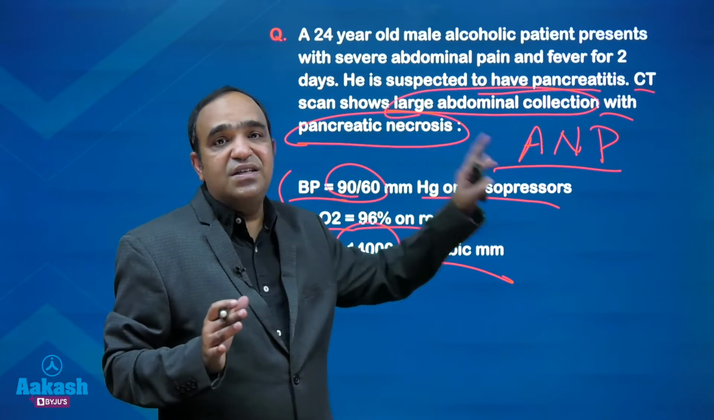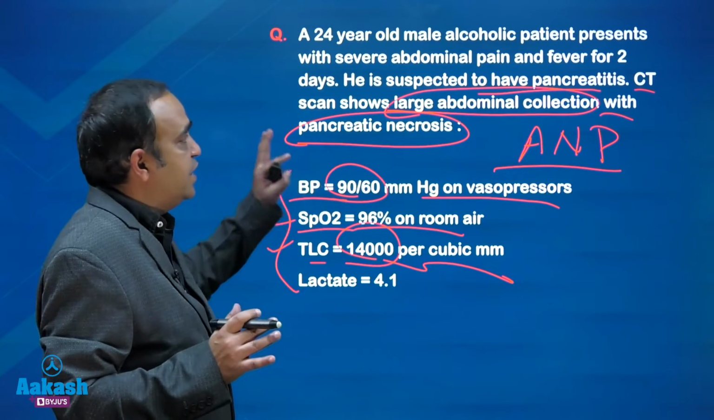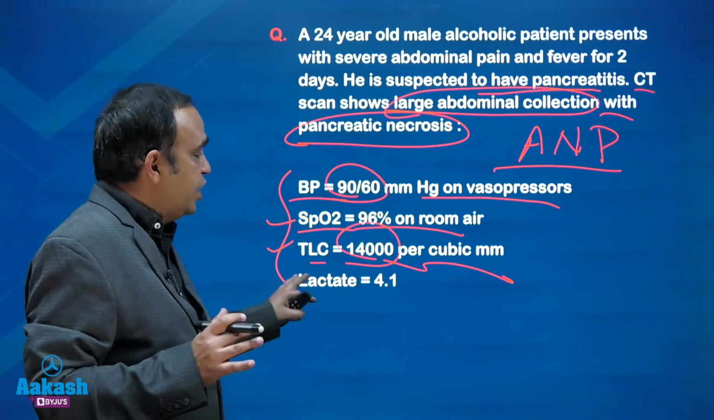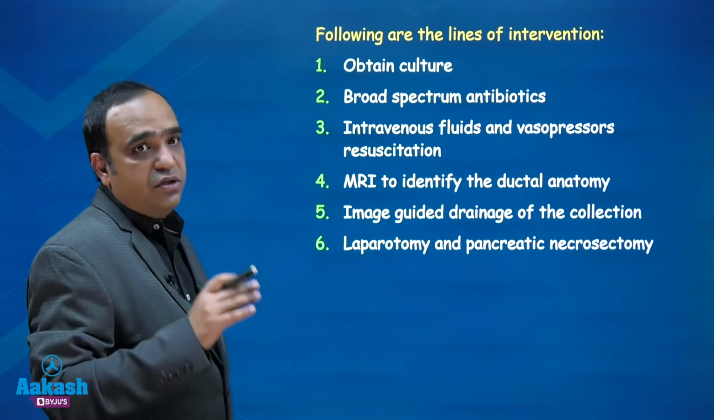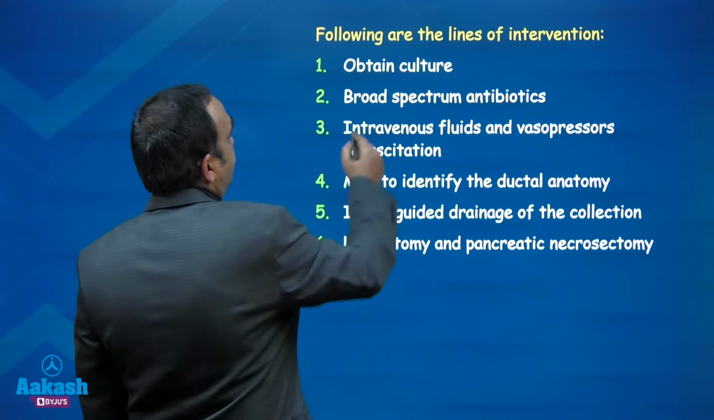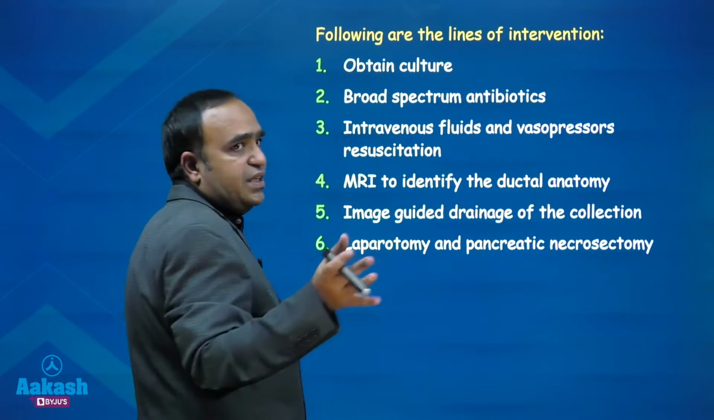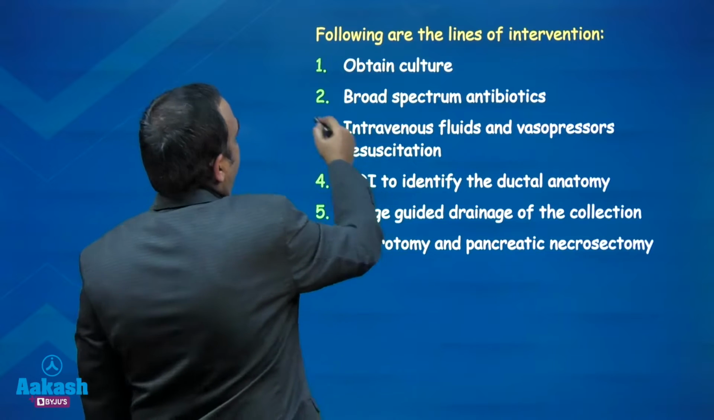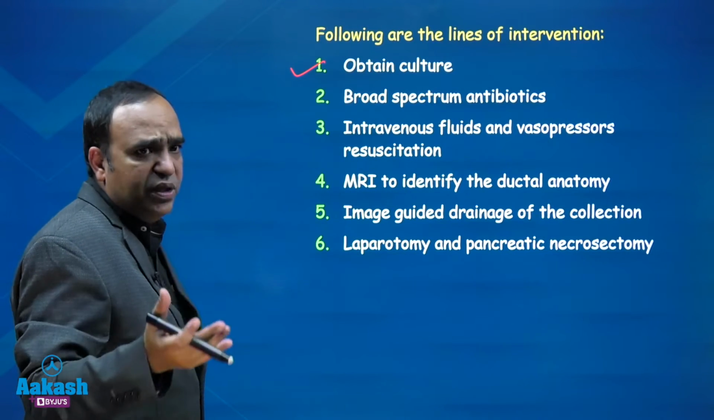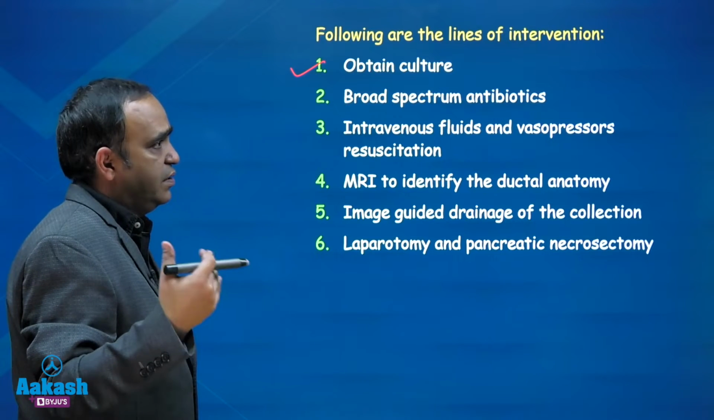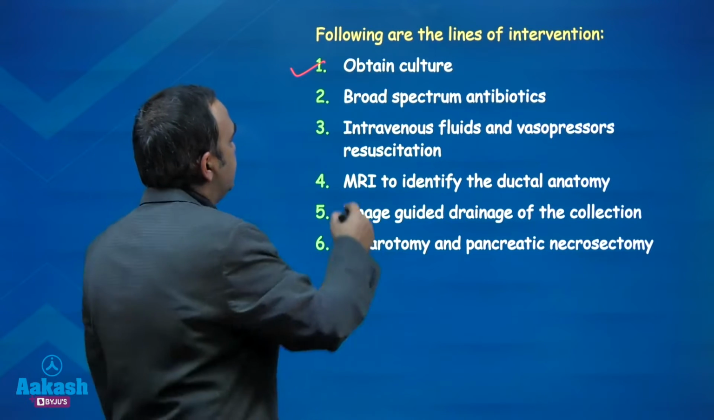The situation is acute pancreatitis with large collection, hemodynamically unstable patient, right? So let us see the choice of the treatment. So obtain culture, it's again a multiple correct question. So obtain culture, yes, culture is needed. Whatever you do, the blood culture and aspirate, send it for culture.